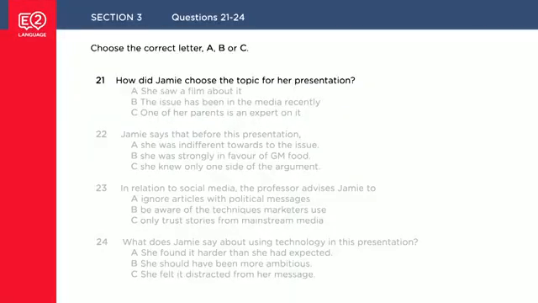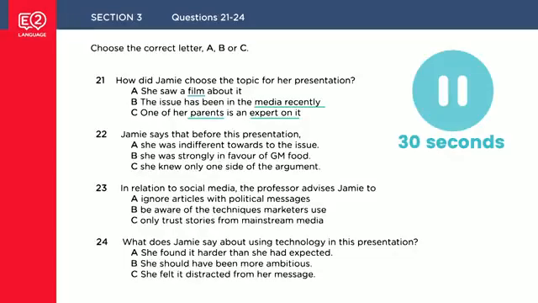We're just doing 4 questions today. I'm going to read through the first one with you and give you some time to look at 22, 23, and 24 before we hear the recording. Question 21, how did Jamie choose the topic for her presentation? Remember, we're in an academic context here. So at university, Jamie's probably a student talking to a tutor or a professor. How did she choose the topic? A, she saw a film about it. B, the issue has been in the media recently. Or C, one of her parents is an expert on it. Pause the video now for 30 seconds and read through 22, 23, and 24.